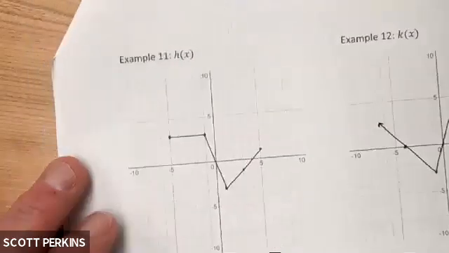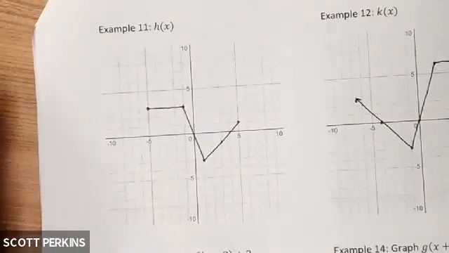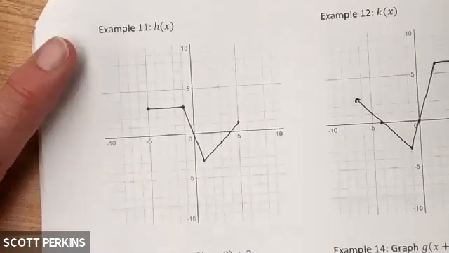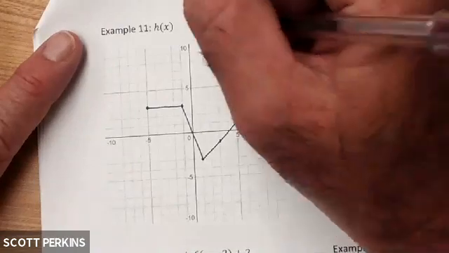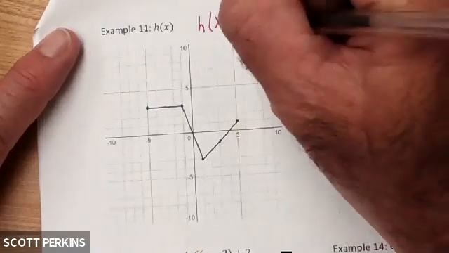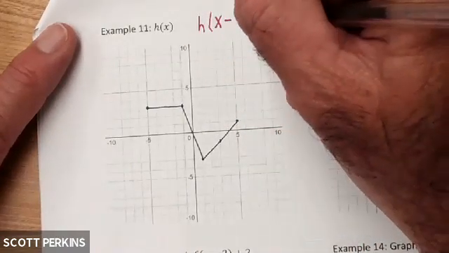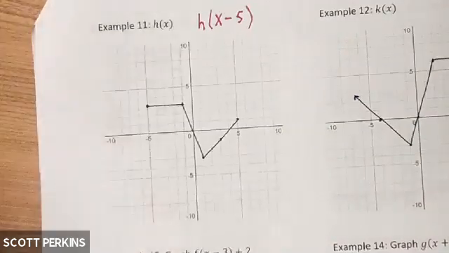All right, flip the page. Just a couple more, and then we are going to end with a flourish of fun problems where we do both. So this one right here, h of x, if you wouldn't mind doing h of x minus 5 right there.